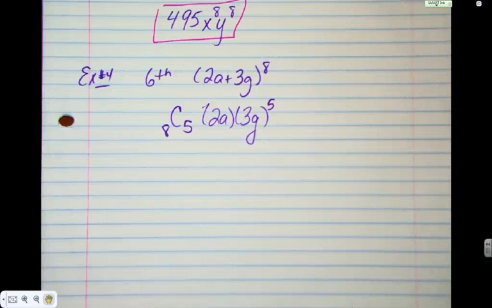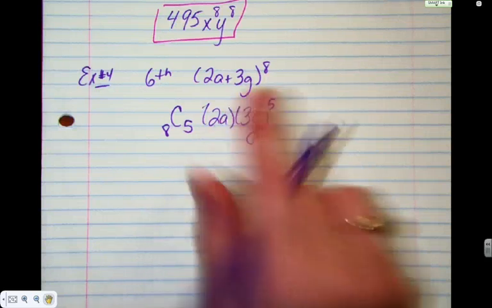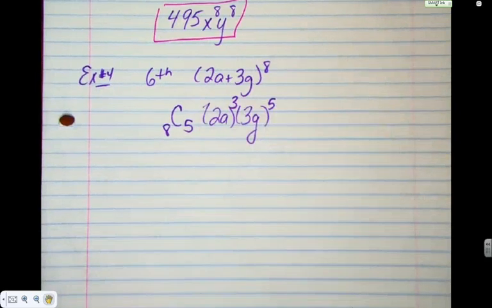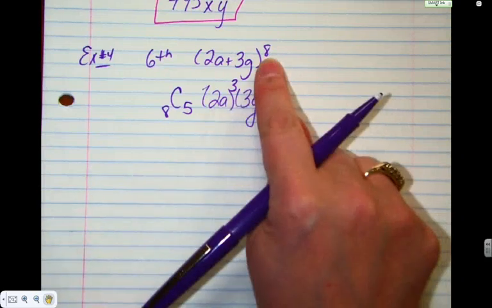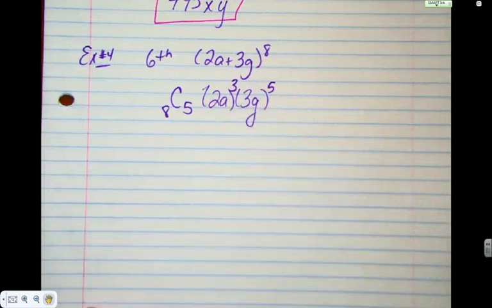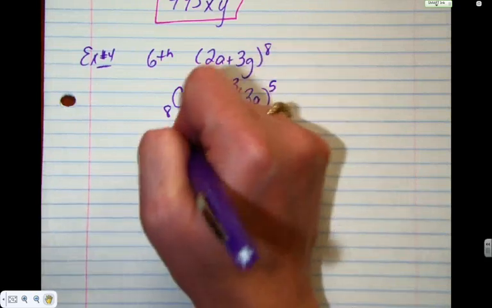And how do we find the exponent on the first piece? 8 minus 5, so what adds up to give you 8? 3. The total has to be 8. So 3 plus 5 is 8. Add up to be 8. Okay, find me 8C5. Offer 56.